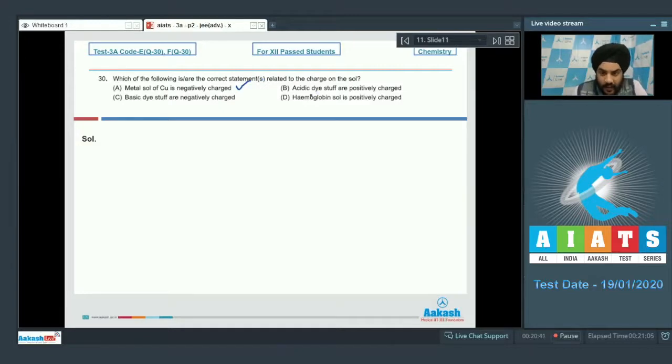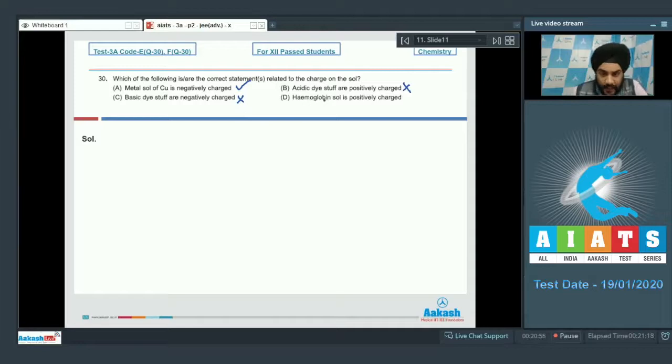If we talk about the second option now, acidic dyestuffs are positively charged. So this is not correct, students. Acidic dyestuffs are negatively charged. If we talk about option C now, basic dyestuffs are negatively charged. So this is also not correct. Basic dyestuffs are positively charged.